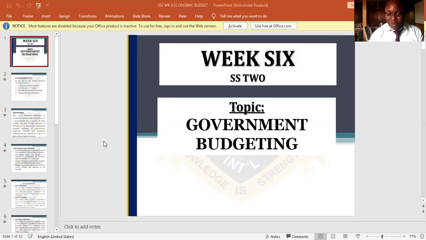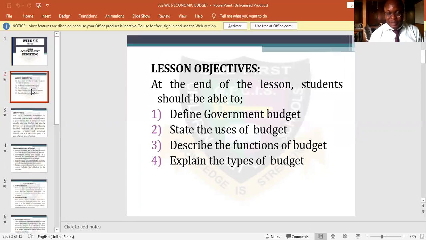But today, we want to look at the government budget. Before I proceed with this topic, I would like to share the lesson objectives with you. At the end of the lesson, students should be able to: one, define government budget; two, state the uses of budget; three, describe the functions of budget; and lastly, explain the types of budget. So that's what we're going to look at today.